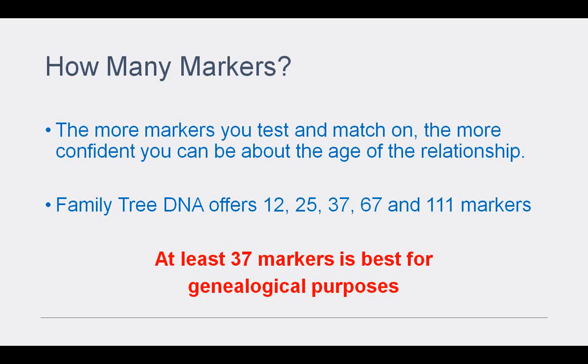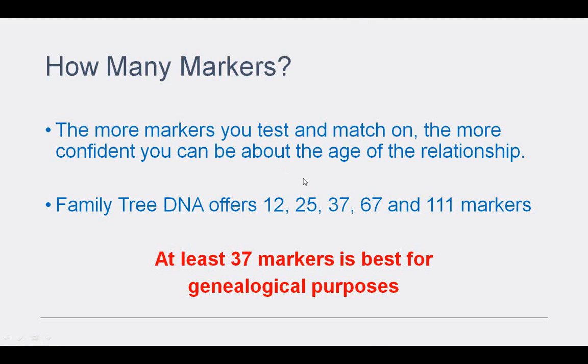You can always go to more markers after you've tested an initial set of markers. So if you're really not sure, you can always start with 37, and then if you see that you need to go to a higher level, you can upgrade to 67 or even to 111 later on if you'd like. If you prefer to just do it all at once, you can start with 111 if you haven't already tested. Most of you attending today probably have already done some testing.